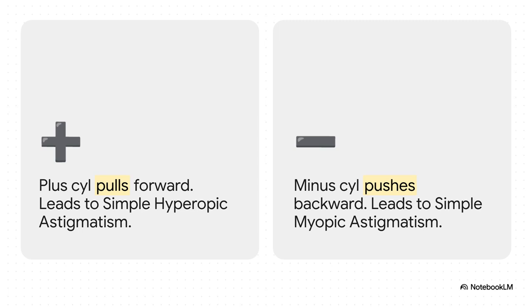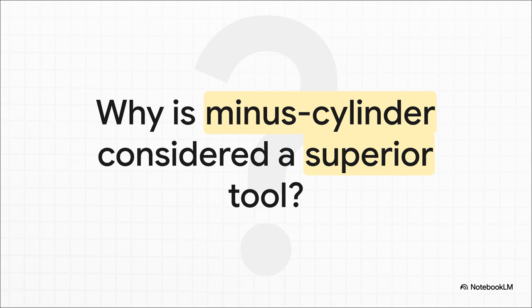Conversely, because minus cylinder pushes, all roads must lead to simple myopic astigmatism. You have to leave the uncorrected focal line in front of the retina before adding minus cylinder to push it back. Which brings us to a really vital clinical question. Why do so many experienced clinicians contend that minus cylinder phoropters are physiologically superior to plus cylinder phoropters as refractive tools? Just think about that for a second.